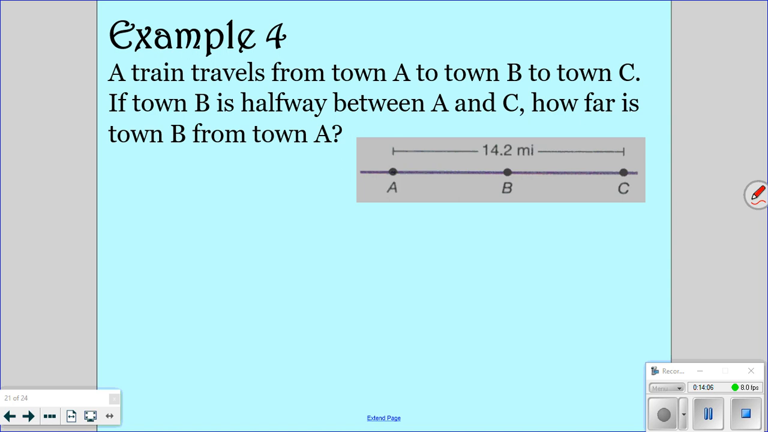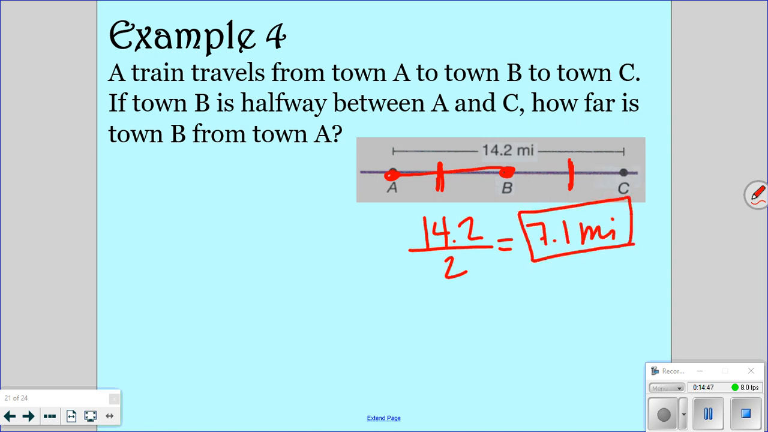So a train travels from A to B to C, and B is halfway between A and C. How far is it from town B to town A? So what is the distance from A to B? Well, it says that B is halfway between, which means it's the midpoint. So these two segments have to be congruent. So we're just going to take our total distance and divide it by 2. And so 14.2 divided by 2 is going to be 7.1. And so we just have 7.1 miles for the answer.